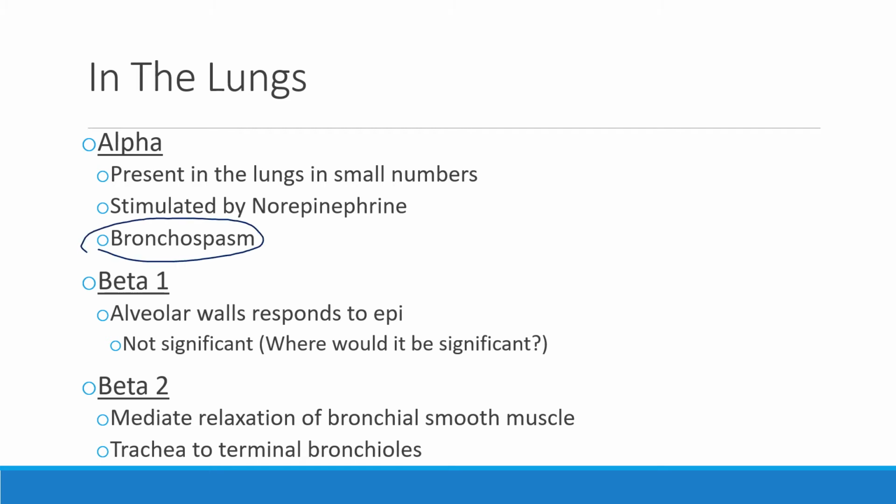But when we look at beta 1, it's in the alveolar walls and responds to epinephrine. So this is that vasoactive, because remember, when we get to the alveoli, that's where there's a lot of perfusion down there. So that'll react to epinephrine. It's not very significant though, because it's not going to cause a lot of effect down there with that simple squamous. But where would it be significant?